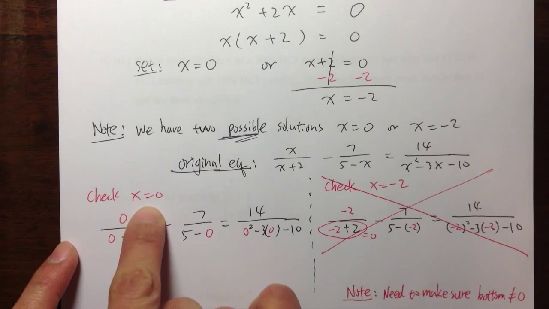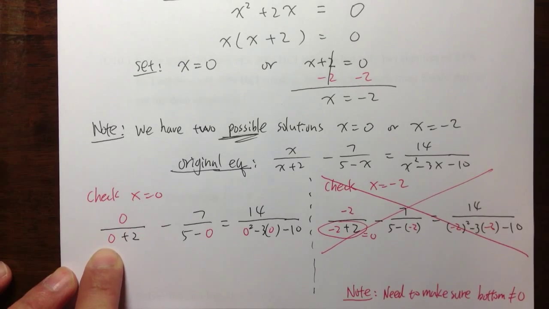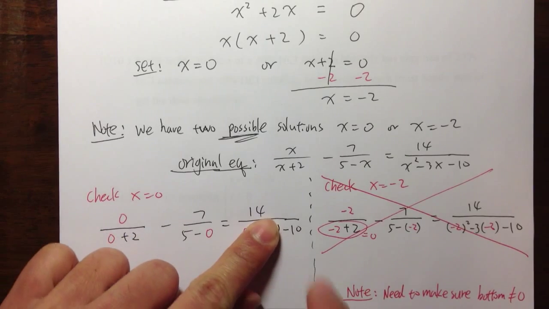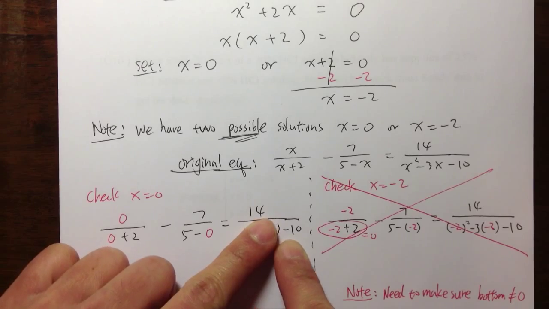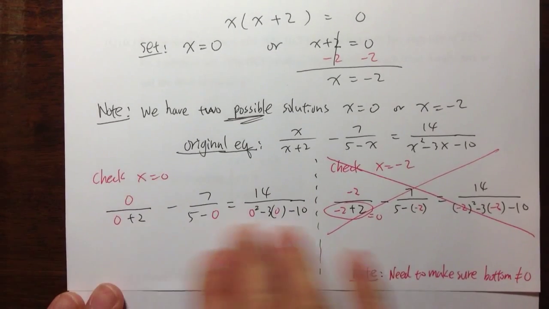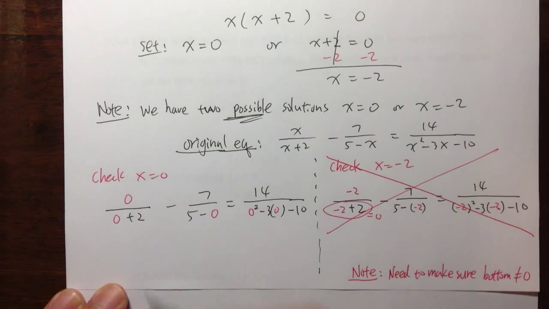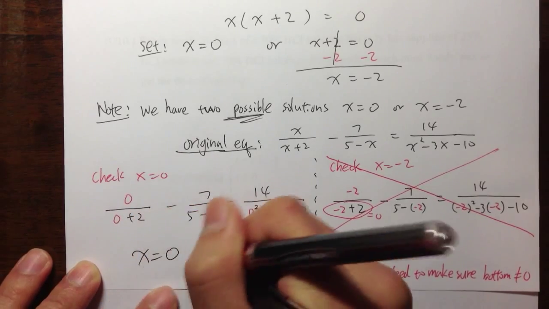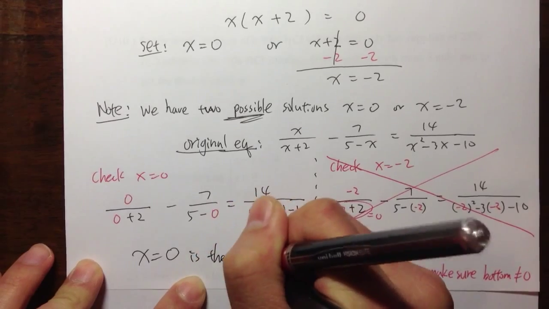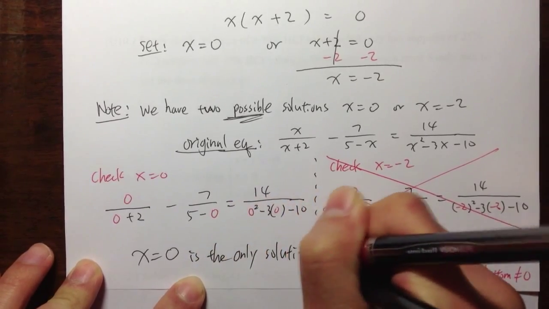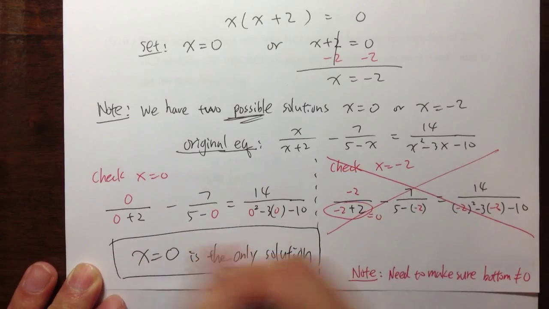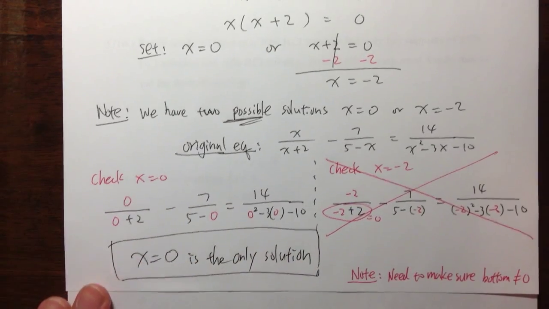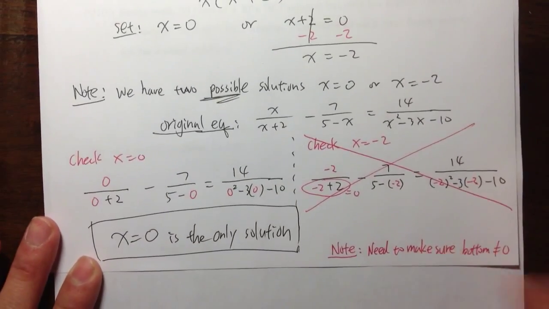But let's check with x equal to 0. Just need to look at the denominators. We have 0 plus 2, which is 2. That's not 0, which is good. 5 minus 0 is 5. Good. 0 squared minus 3 times 0 also becomes 0, and we have -10. Good. So none of the denominators is 0. X equal to 0 is the only solution. Must do the check, okay? Must do the check, just in case they trick you. You must do the check. Okay?